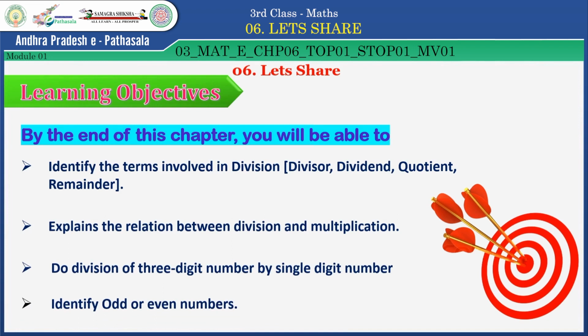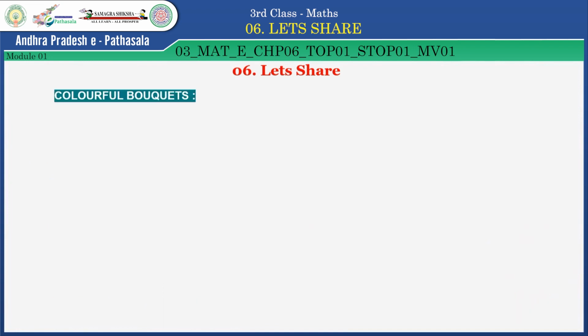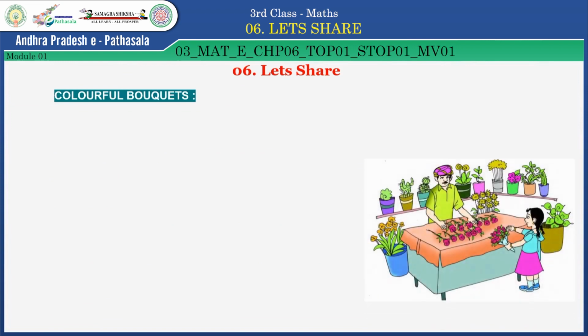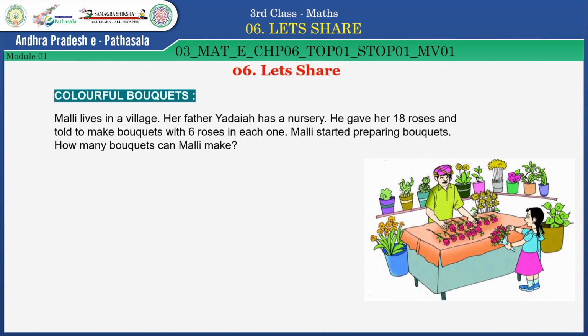Now we discuss some examples on these divisions. See the first example. Children, look at the picture. Malli lives in a village. Her father Yadaya has a nursery. He gave her 18 roses and told her to make bouquets with 6 roses each one. Malli started preparing bouquets. How many bouquets can Malli make?